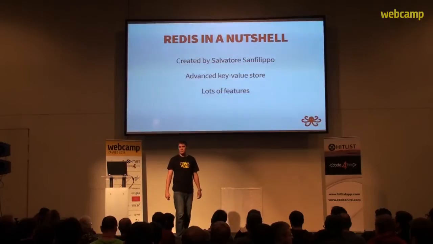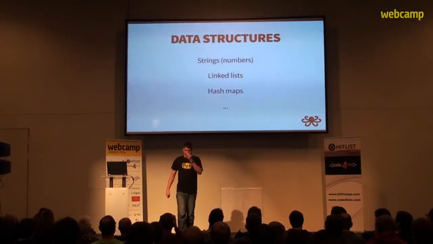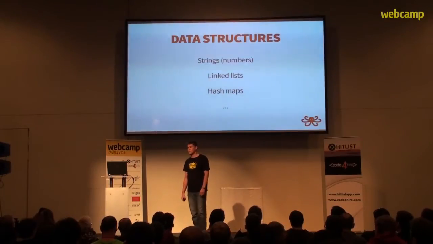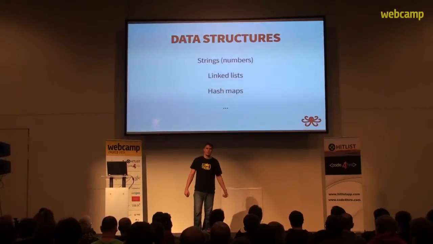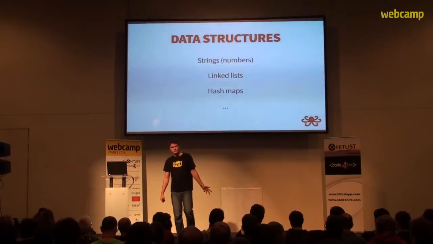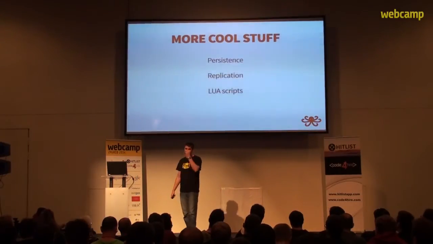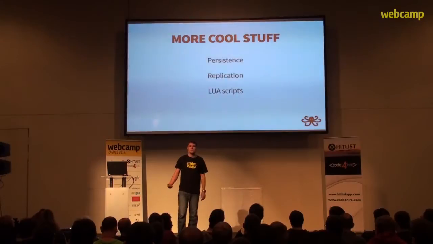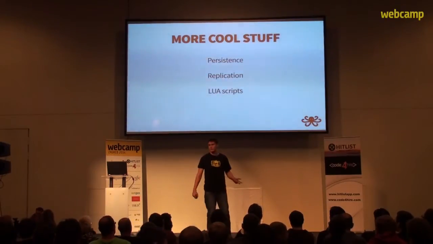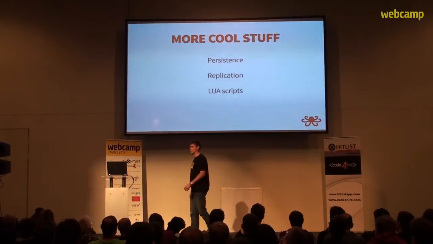It's an advanced key-value store that has lots of features. So let's see some of them. First of all, in Redis, you store data using different data structures. For example, there are strings that can be interpreted as numbers, so you can increment and decrement values. There are linked lists, there are hash maps, and a few others. Also, there is support for persistence. So in case of some kind of failure, you will not lose all the data you have in your Redis instance, but you'll be able to restore some of it.